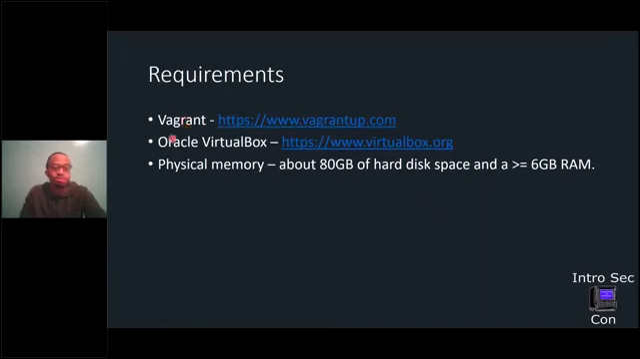Vagrant, VirtualBox, and also you should have about 8 gigs of memory and at least 6 GB RAM. But there's a way I think it could work on 4 gig RAM, but it might slow your computer down a bit. But that's just technicalities. There are ways you can also reduce the memory the machines use. We'll get into that in the demo.